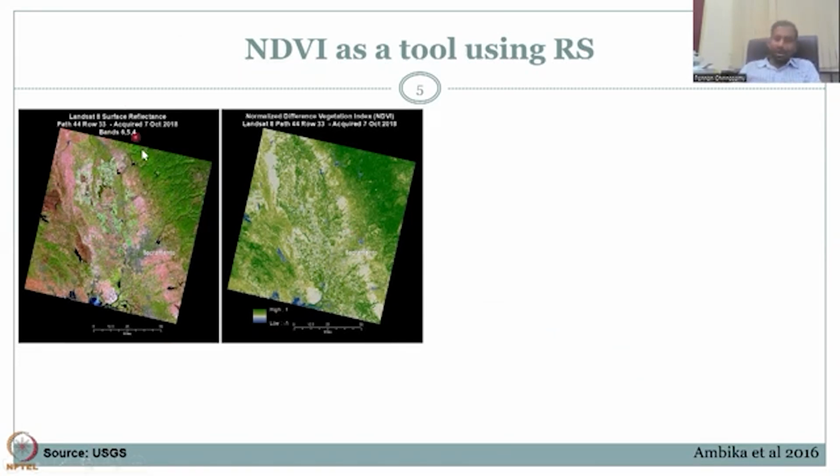So you've taken 6, 5, 4. Normally it's 6 minus 5 divided by 6 plus 5, the band numbers, where band 6 is near infrared and 5 would be red, or 4 would be red, depending on the satellite. So here if you merge all the colors in one composite, you have this colorful image. Wherever green is there, you think, okay, there is good green growth, whereas where this pink and brown is there, you think, oh, there's nothing growing.